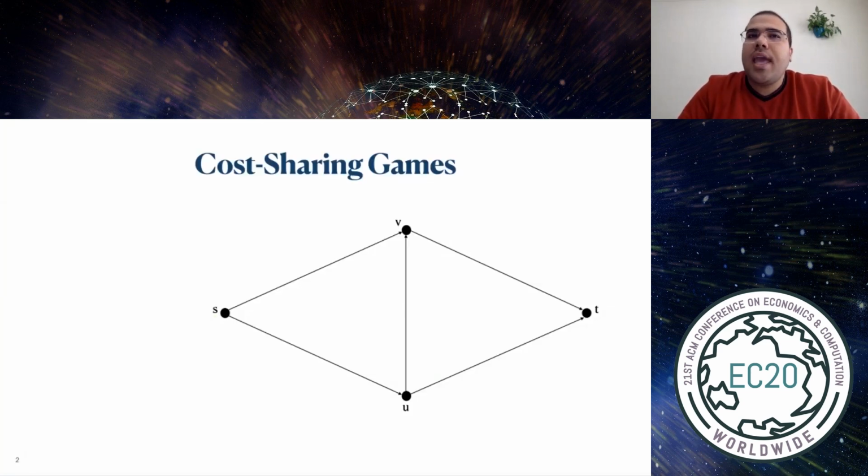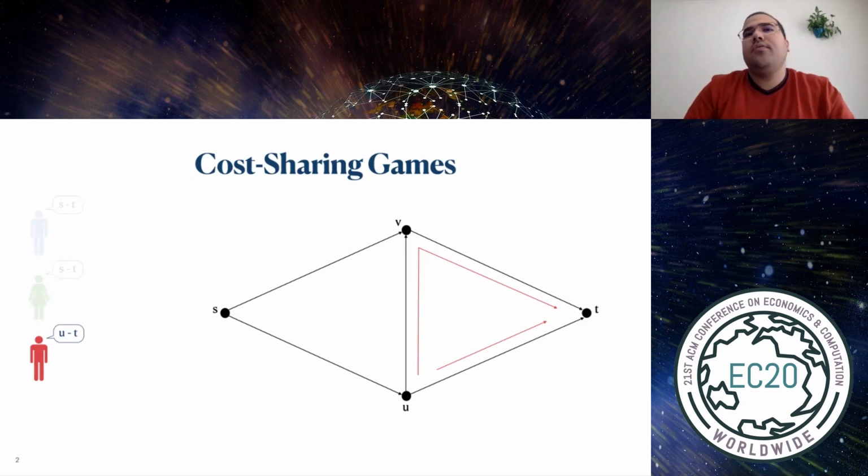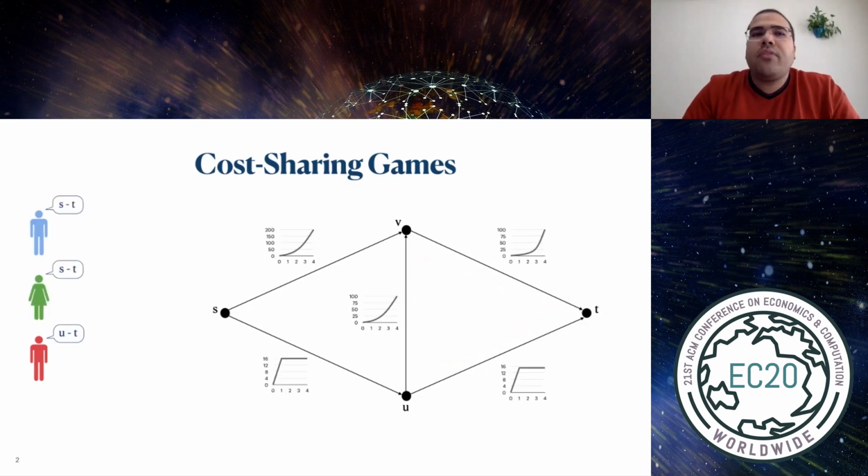In a cost-sharing game, we have a graph and a set of players, each having a source and a sink that she wants to connect through the graph. Players might have several options to connect their source to their sink. For instance, here, the red player can either use the UT edge or the UVT path to connect U to T. In addition, each edge is assigned a cost function that determines the cost of using that edge based on the number of the players having it in their paths. This cost must be shared among the players using that edge.